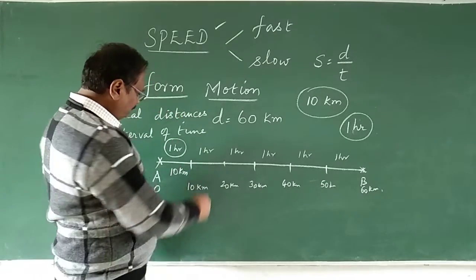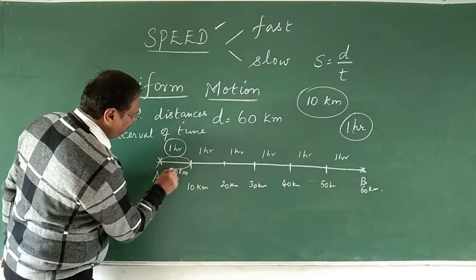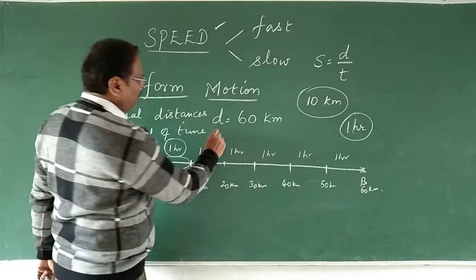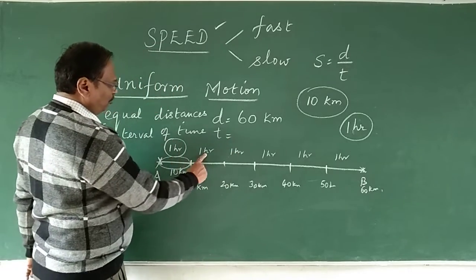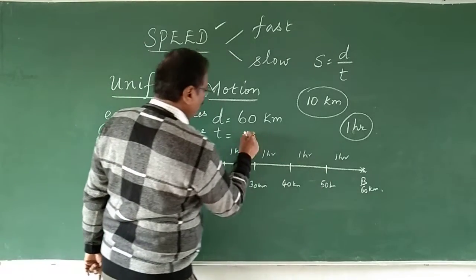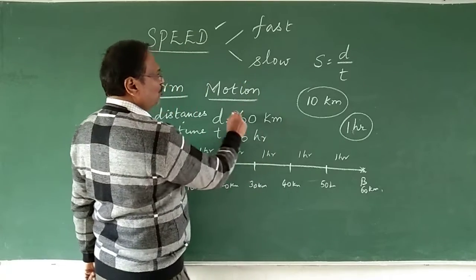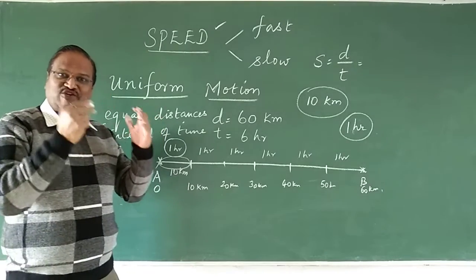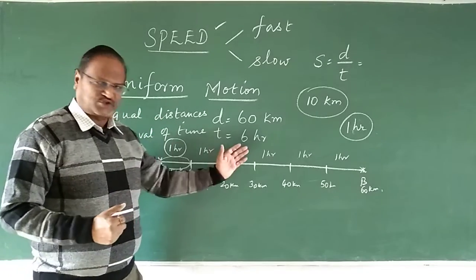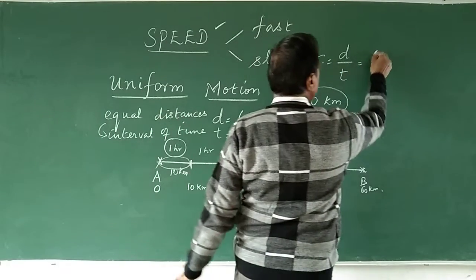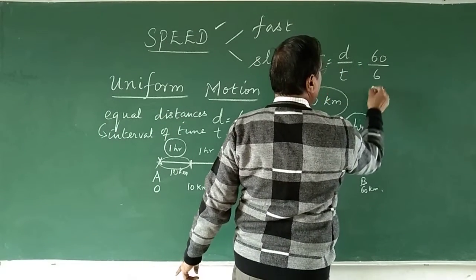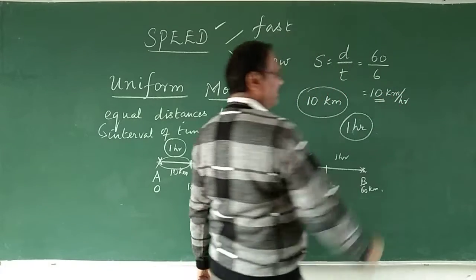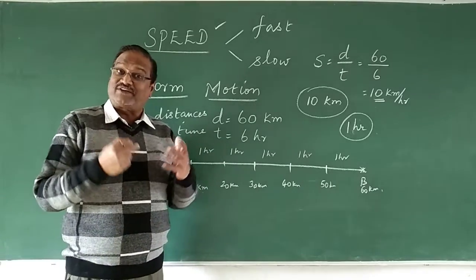Look here carefully. Total distance traveled is how much? 60 kilometers. And what is the total time taken? 1, 2, 3, 4, 5, 6 hours. So 6 hours, let me put it. So we will calculate the speed of the body. What you calculate is the average speed. The total distance is 60 kilometer and it takes 6 hours. The value is 10 kilometer per hour. 10 kilometer per hour is the average speed.